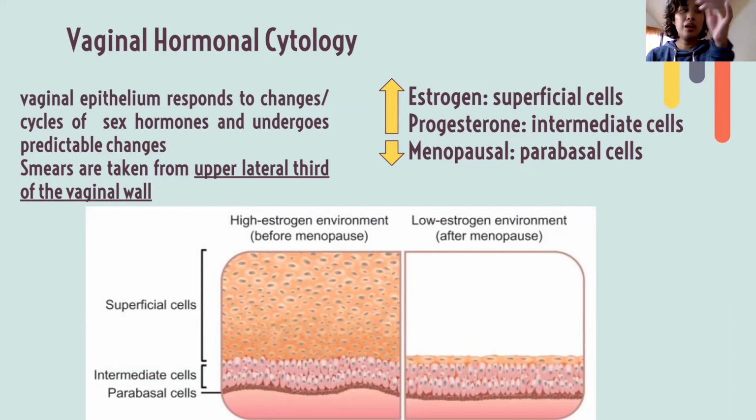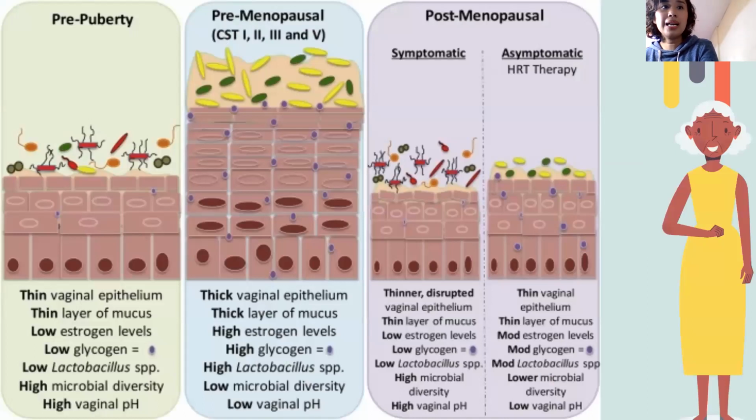So menopausal. Ano pa? Pag hindi pa nagpo-puberty, class, parabasal cells rin ang marami. Or kunyari, 2 weeks old pa lang yung baby, parabasal cells ang marami. So class, ito, pre-puberty, ang nipis-nipis pa ng superficial cells, thin vaginal epithelium, thin layer of mucus. Because of low estrogen levels, low pa yung mga bacteria. Okay. However, high microbial diversity pag pre-puberty.